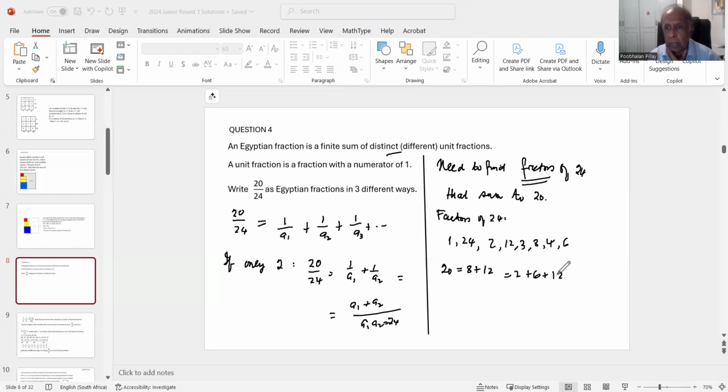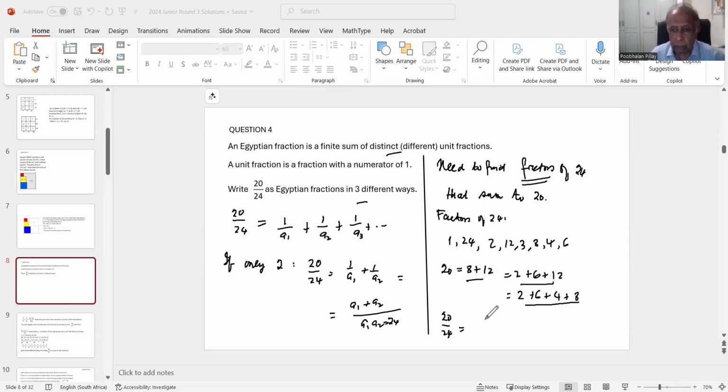Yeah, 12 is 4 plus 8. So I could have written this as 2 plus 6 plus 4 plus 8 also. Right. So they say in 3 different ways, I've got 3 different compositions, decompositions you call them, for 20. And therefore 20 over 24.